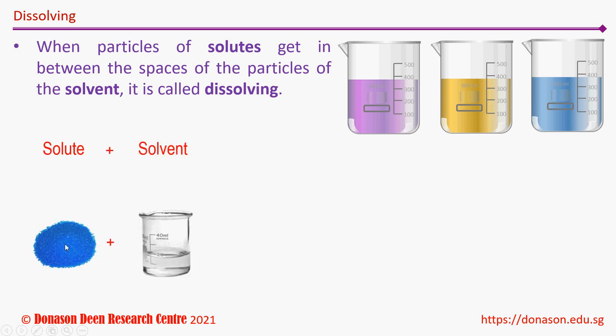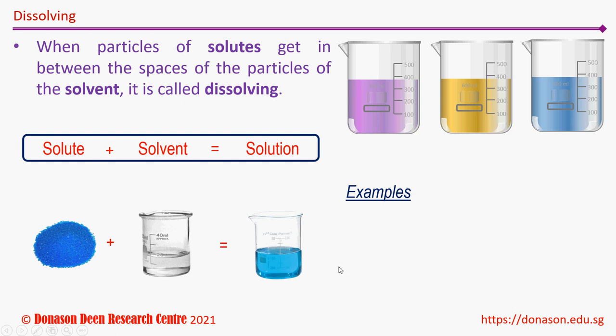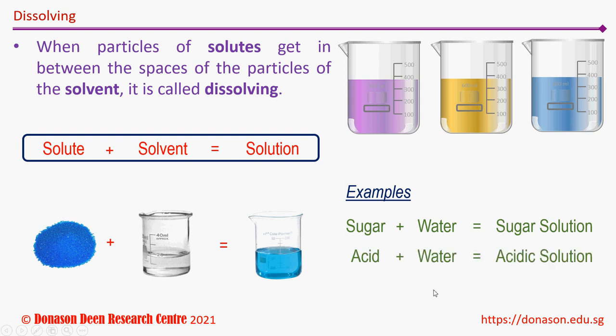So when we take a solute such as copper sulfate and we add it to a solvent such as water, we are going to end up getting a solution. This is called copper(II) sulfate solution. So a solute plus a solvent makes up a solution. For example, if we take sugar and we dissolve it in water, we get sugar solution. If we take acid and dissolve it in water, we get acidic solutions. And if we take salt and dissolve it in water, we get salt solution. So this is how we make solutions.